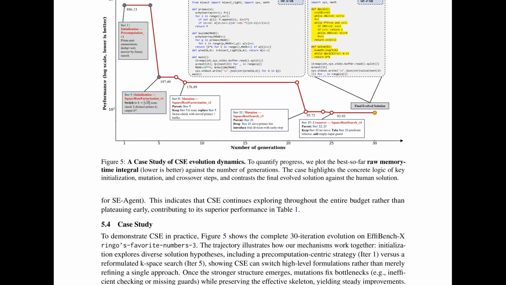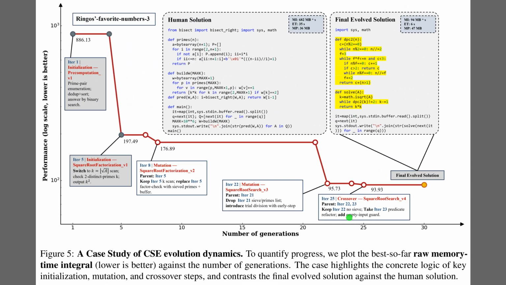To make these abstract gains concrete, Figure 5 presents a case study on a specific problem called Ringo's Favorite Numbers 3. The chart on the left tracks the performance cost on a log scale, where lower is better. Initially, at iteration 1, the model proposes a pre-computation strategy that proves expensive. But notice the sharp drop at iteration 5. The system switches to a completely different square root factorization method, demonstrating its ability to pivot between high-level strategies.